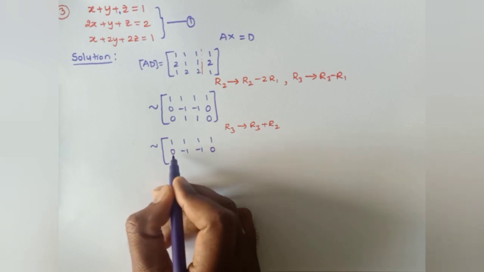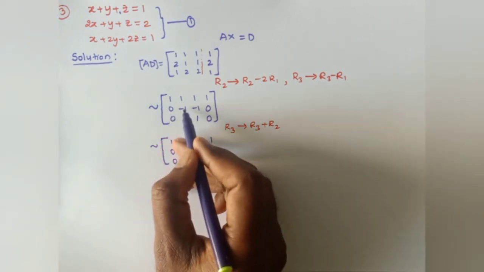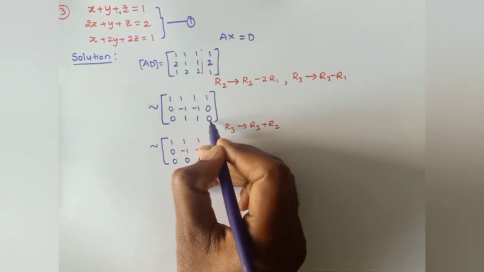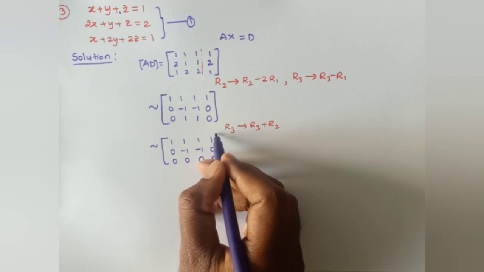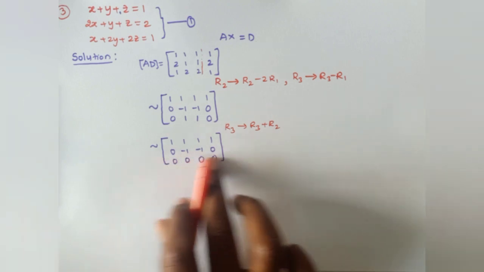Now 0 plus 0 is 0, 0 plus 0 means 0, 1 minus 1 is 0, 1 minus 1 is 0, 0 plus 0 is 0. Next, so this entire row is 0.